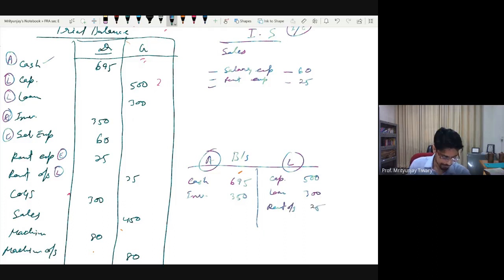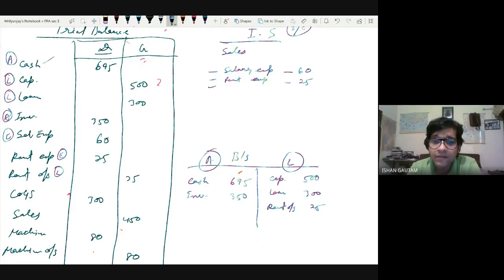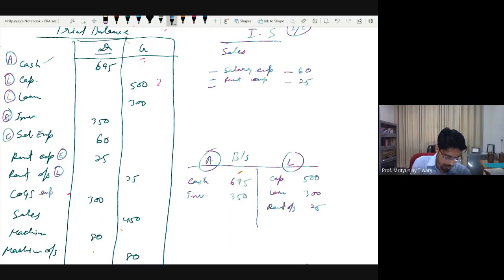25. Next, COGS, what is this? Cost of goods sold. Expenses. It's an expense. So I will write it in the expense. So I will subtract COGS here, cost of goods sold expense. How much? 300. Sales, what is this? Income. It's an income. In fact, in this example, this is the only income. So I will write it in the income statement with a positive number. So I will write positive 450.